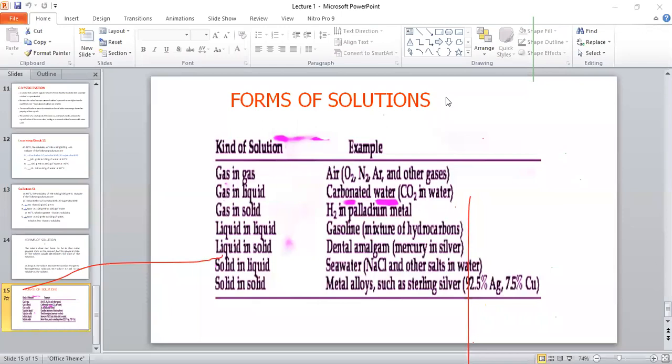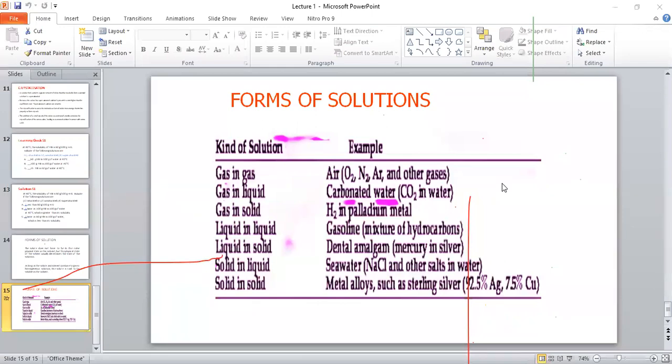You said that the solute does not have to be in the same physical state as the solvent, but the physical state of the solvent usually determines the state of the solution. I don't understand that sentence, ma. Okay, I will still use this slide to explain it.